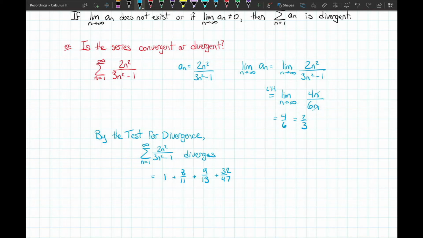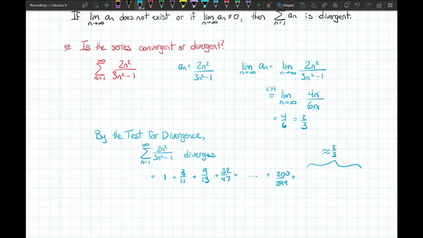What's not immediately obvious until we start getting closer to maybe the 10th term or so: when n is equal to 10, this is 200 over 299. You see how close that is to the fraction 2/3. And essentially, all of the terms after that are approximately equal to 2/3 each.